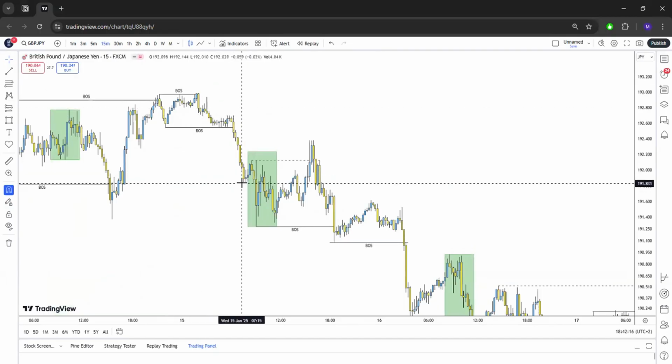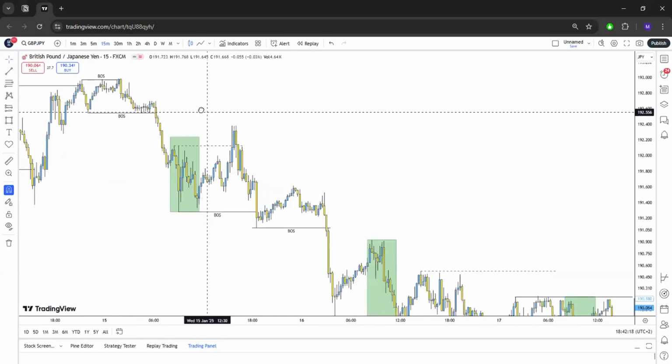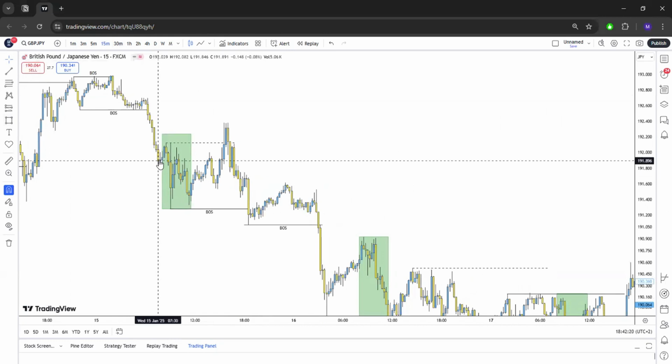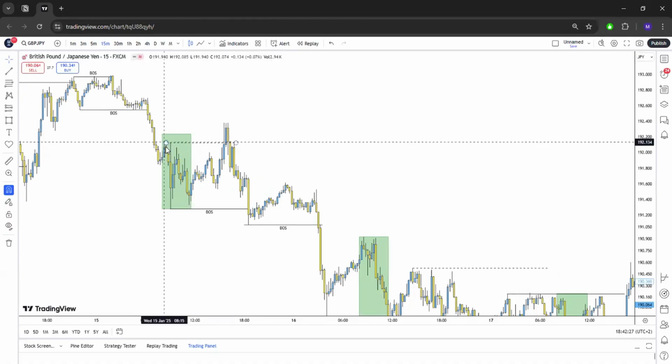So we get the break of structure right here. You just start to ask yourself, okay, price action pushes to the downside impulsively from here. We have a low in the market. We pull back, lower high, lower low.